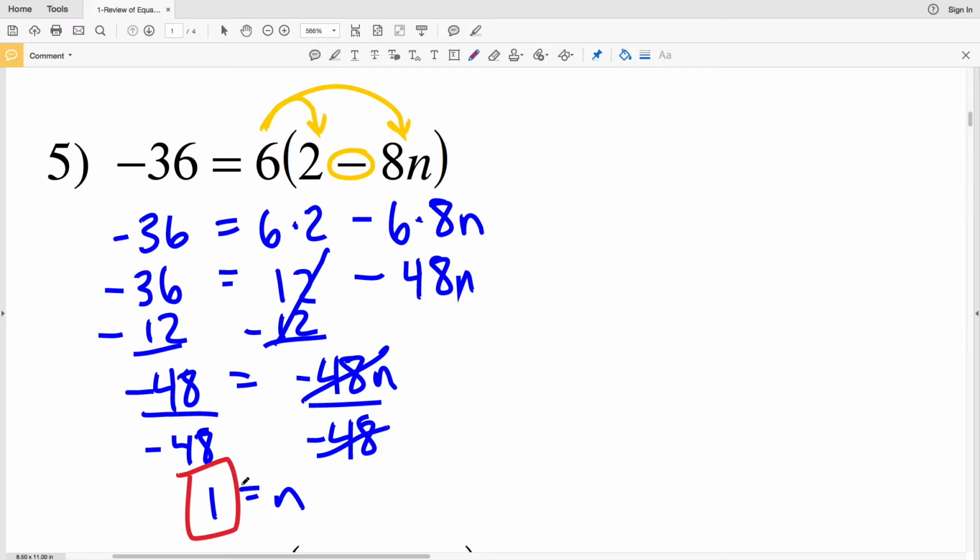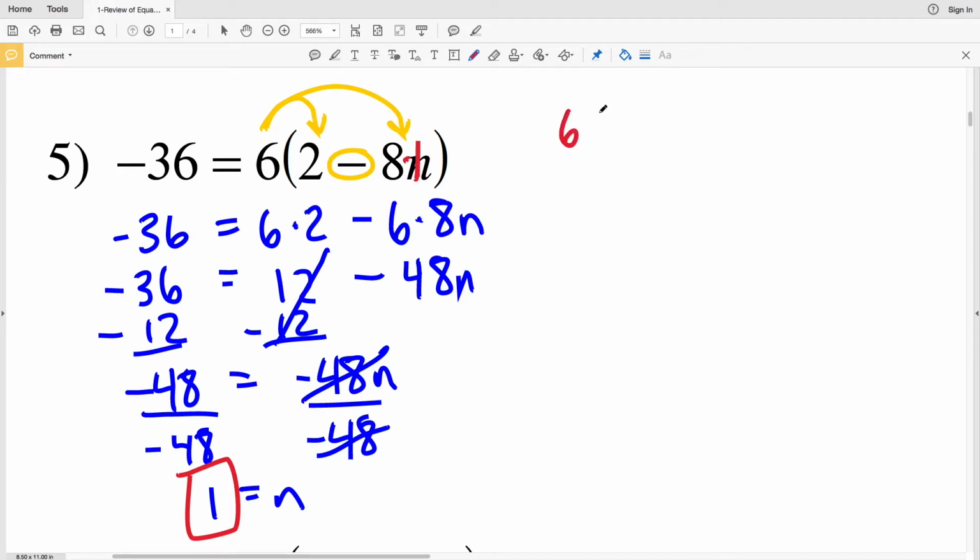And before we go on to number 6, I just want to go over one more time what the solution means. We got in number 5 that 1 is equal to n. That means we can take that value 1 and plug it back into the equation for n, and the equation will be true. That means negative 36 is going to equal 6 times 2 minus 8 times 1. So I'm going to plug 1 in for n, and let's work out the math.